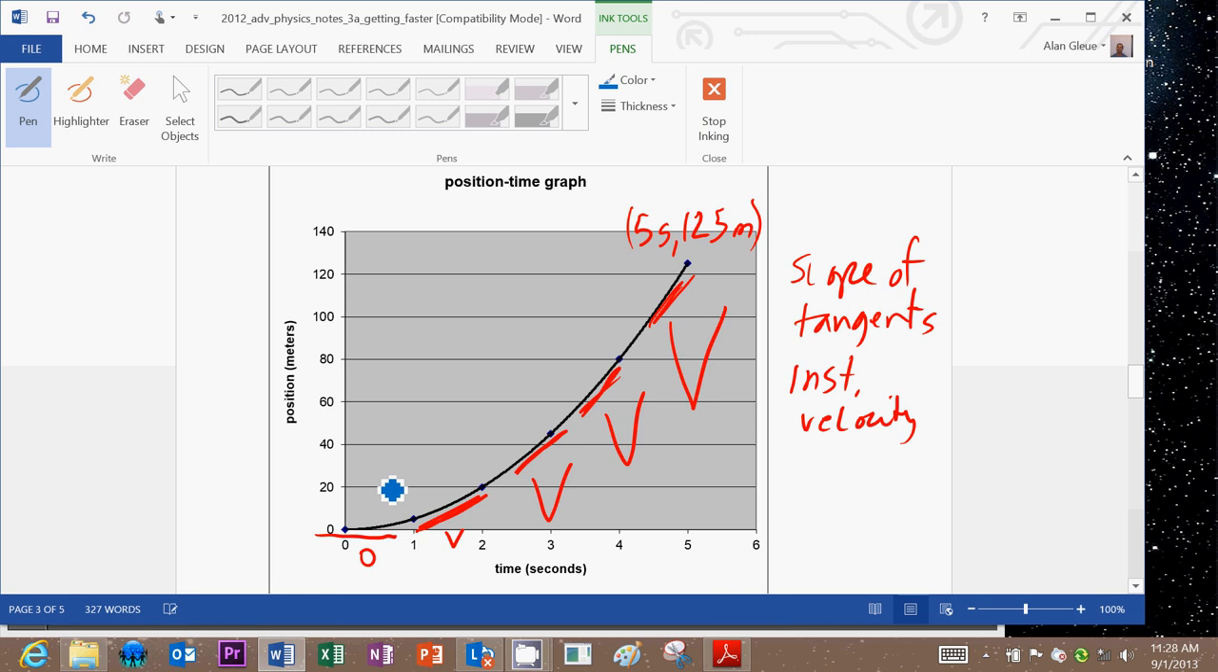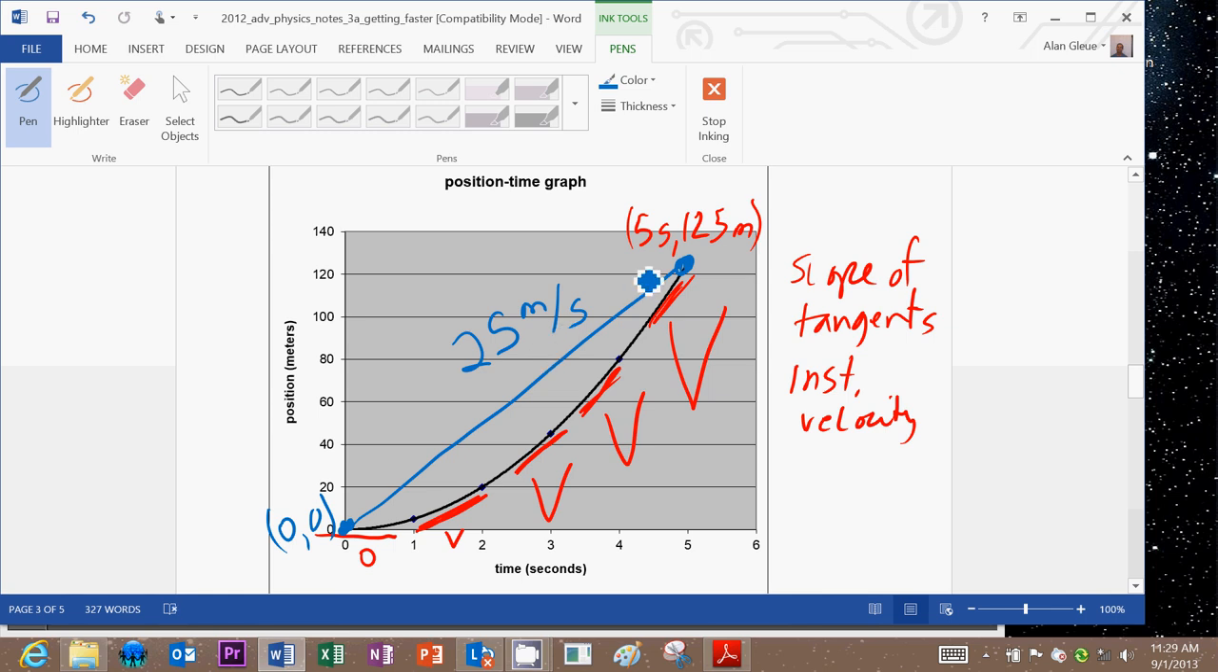Now, let me do a different color here, blue maybe. What we can also do is take this endpoint and this endpoint and connect these two endpoints with a line. That line we can find the slope of. And look, it's pretty easy to do. We have 125 minus 0 over 5 minus 0. So that's 25 miles per hour, in this case meters per second.